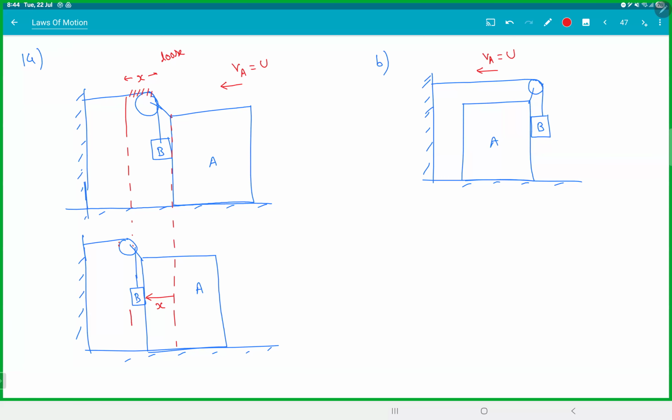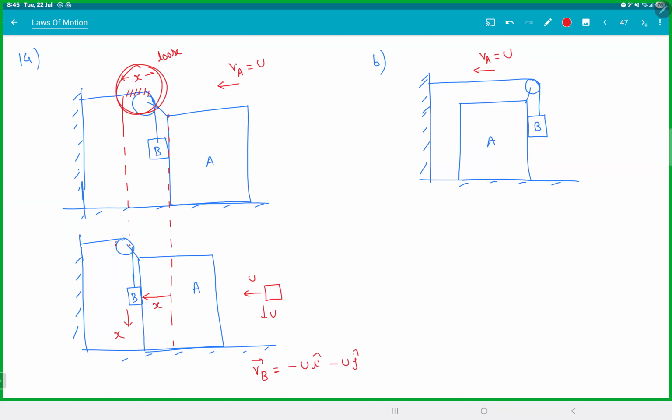So this block also will come down by X. That means B is going backward with U and it is also coming down with U. Therefore, velocity of B will be minus U i cap and minus U j cap. I hope that was convincing. Whenever you push it forward, this string will become loose here, so because of that, B will come down. Because you're touching the big block, you'll also get pushed forward by U. So you'll go minus U i cap and minus U j cap.